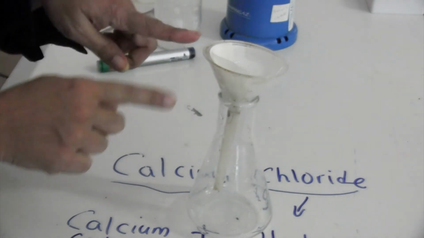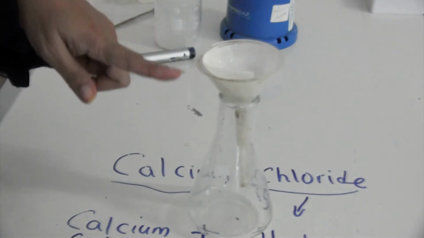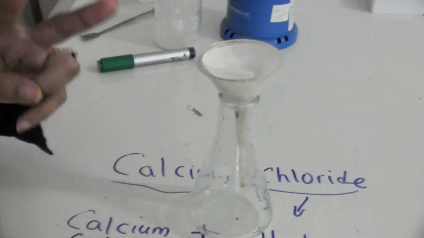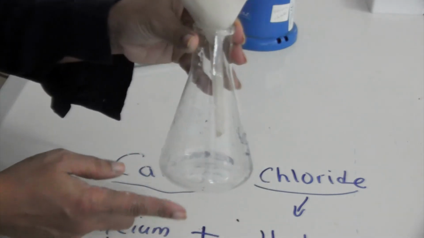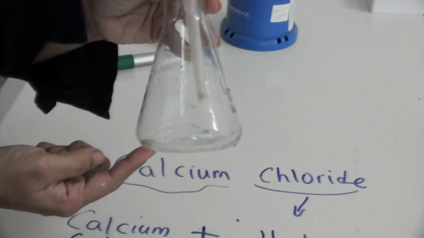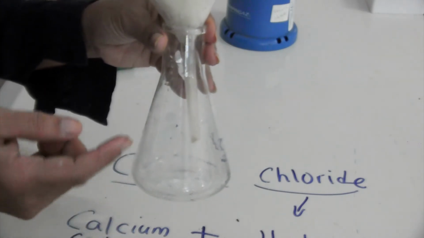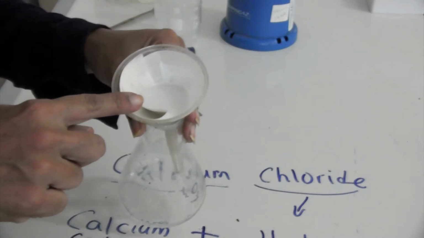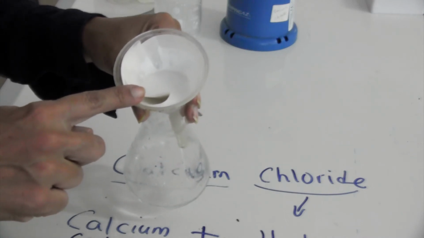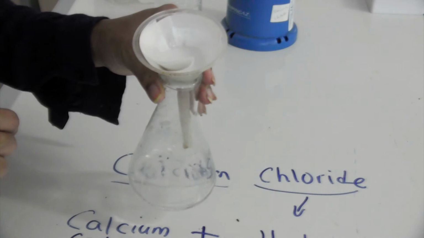What I'm waiting for is all of the solution, the calcium chloride solution, to run through the filter funnel and the filter paper so I can collect it here. Now there are two key terms that you need to know. Whatever runs down through the filter funnel and the filter paper, whatever is here, is called a filtrate. And whatever remains on top here, which will be the excess calcium carbonate, is called the residue, R-E-S-I-D-U-E. These two key terms are really important for filtration.